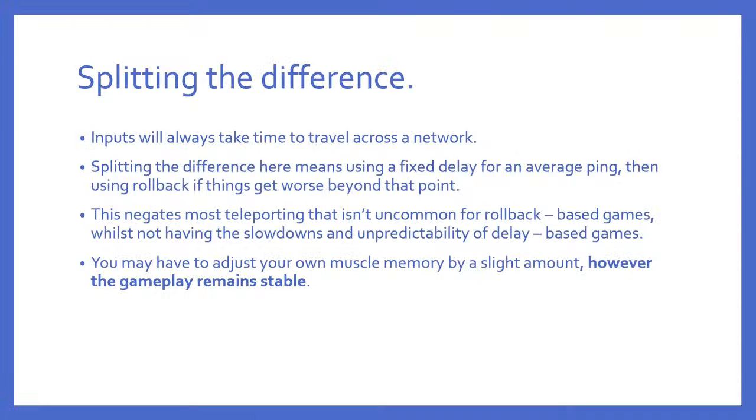So we can split the difference. Inputs will always take time to travel across a network. So what we can do in a rollback solution is have maybe 1 or 2 frames of input delay, which we have on our machines, so that the inputs have a higher chance to sync when they want to sync, and that means that we don't need to teleport as often. And if anything gets out of that range, instead of stuttering or having any sort of packet loss issue, it just teleports back and everything seems relatively stable.